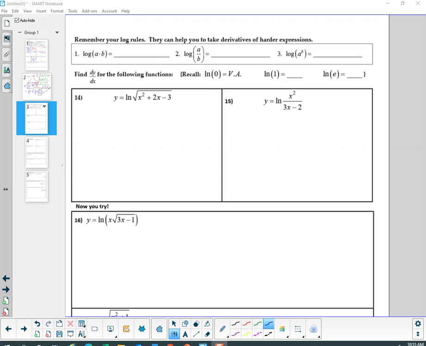Hi everybody, logs part 2 here. Now, this is an extension of what I was talking about for that problem number 3 in the first video.